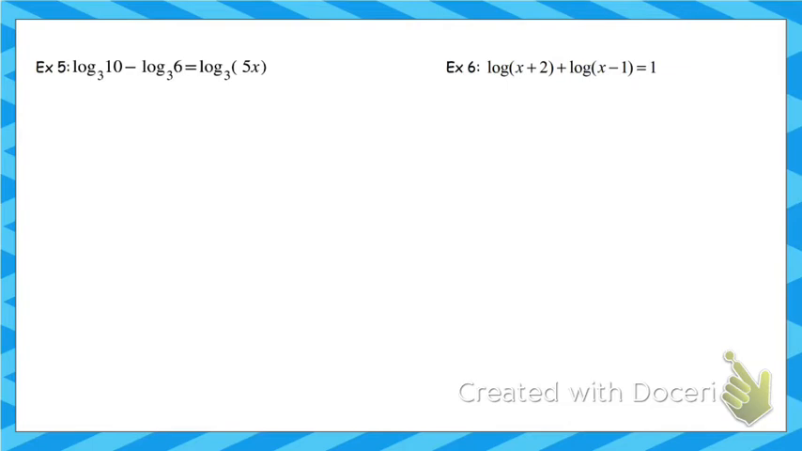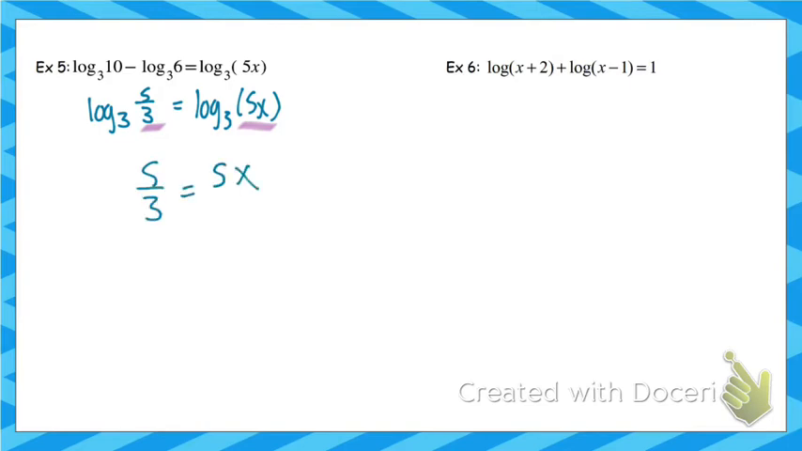Again, on this one, using your log properties, let's condense the 2 that are on this side together first. So because those logs are subtracted, we can divide the arguments. So 10 divided by 6 is 5/3. Since we have a log equal to a log, we can set the arguments equal to each other. So 5/3 is equal to 5x. So to get x by itself, we're going to divide by 5, but that can be a little tricky with a fraction. So remember, dividing by 5 is the same thing as multiplying by 1/5.